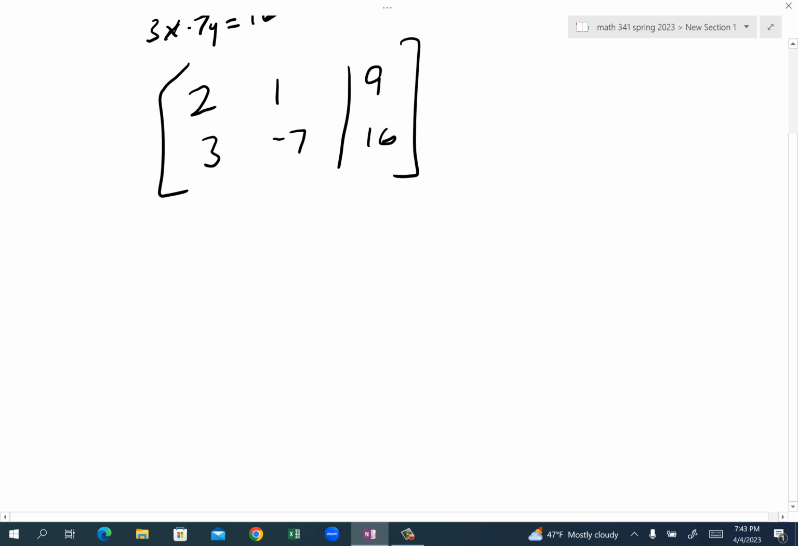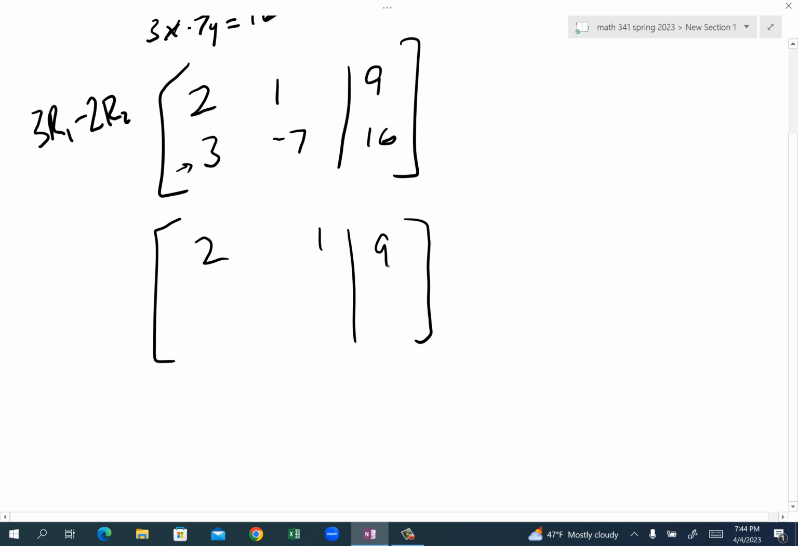Now, me personally, this is how I like to do it. I need to get a 0 here. So for me, I'm going to take 3R1 minus 2R2. I write that there, and I write my answer down here. Again, I don't touch the top row. And then it's going to be 6 minus 6 is 0. And then 3 times 1 is 3 minus a minus 14, so plus 17. And then 3 times 9 is 27, minus 32 is negative 5. That's how I like to do it. You'll find that a lot of books will do the same thing, but they'll write it here.